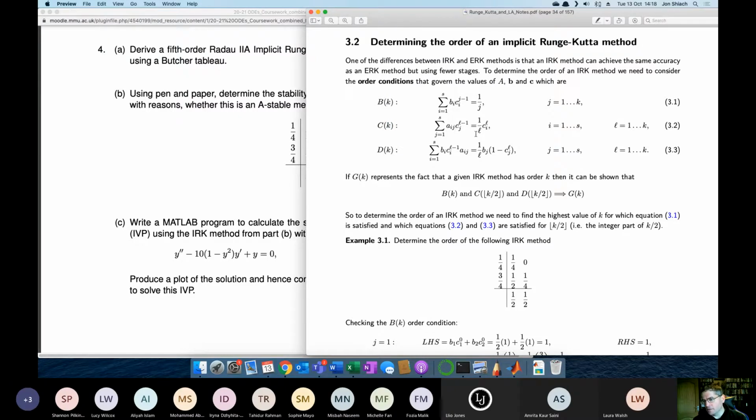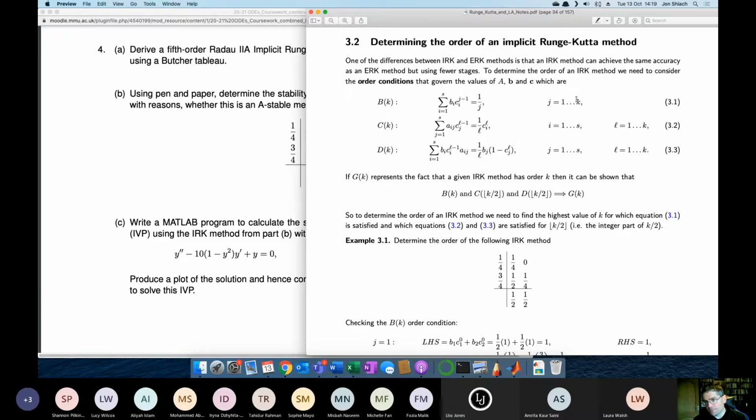If, for example, you had 5 stages and L was 1 and 2, you'd have 10 equations from C, and you'd also have 10 equations from D. Spoiler alert: it's not a 5-stage method. I'm not going to tell you how much that is. So for each one of L and for each one of I, you evaluate the C order condition, and similar for... Oh, sorry, we don't use a D one, do we?